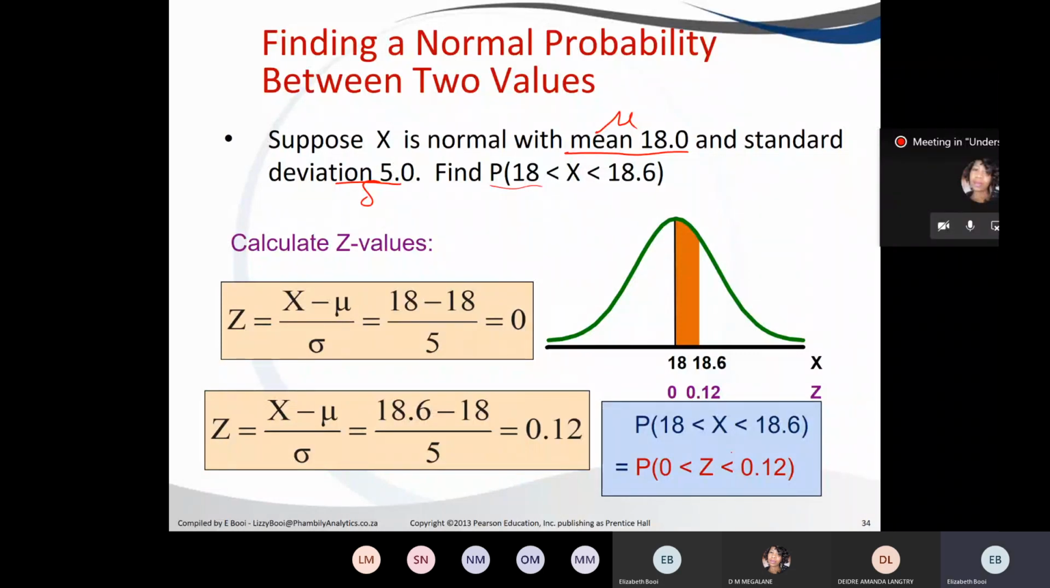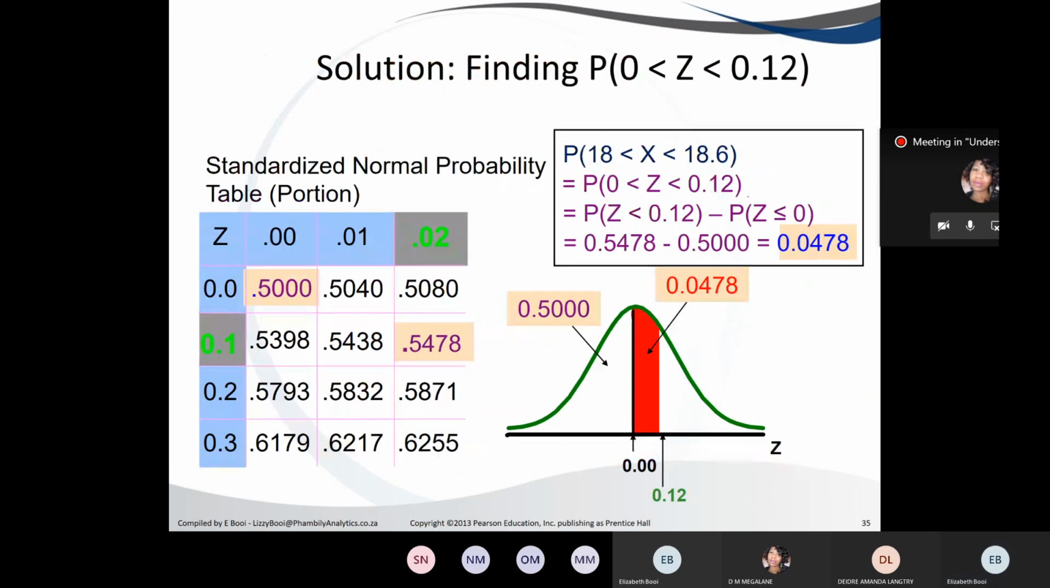Now we go to the table. When we go to the table, using these two values, it means we're going to find the value for 0 and the value for 0.12 on the Z table. Remember, when we find the probability of Z between A and B, we take the probability that Z is less than B, which is the value from the table for B, minus the value we find on the table for A.